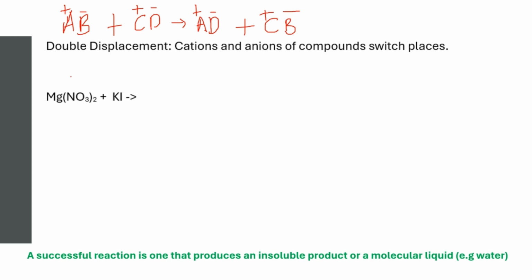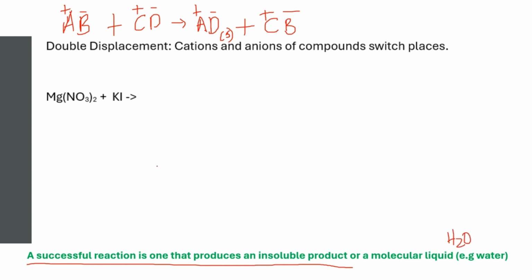This reaction happens pretty commonly, but there are cases where it's hard to determine whether the reaction actually took place or not. So we have a couple of rules that we use to determine whether a reaction will happen successfully if it's a double displacement. A successful reaction is one that produces an insoluble product. So the reaction will be successful if you end up producing a solid, or if you end up producing a molecular liquid like water, which is H2O.